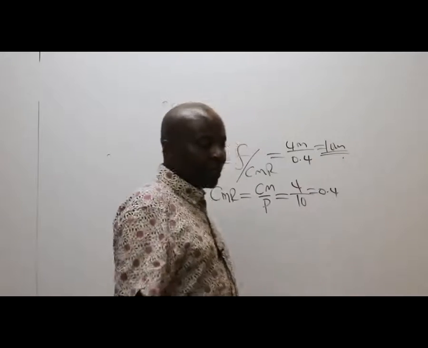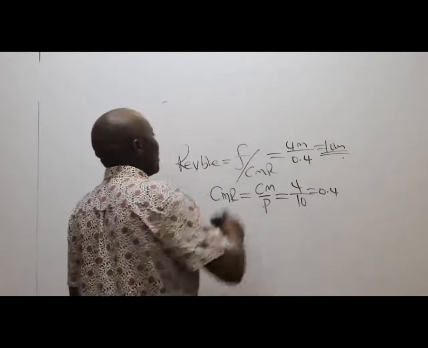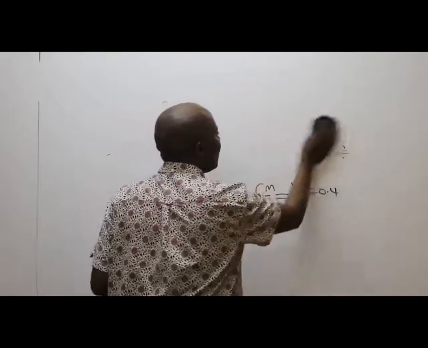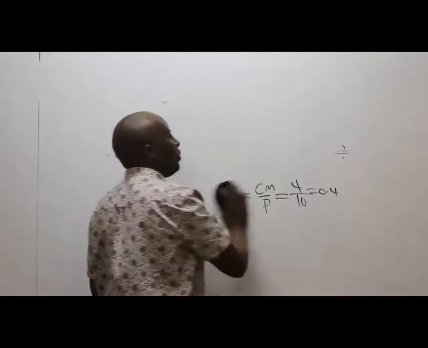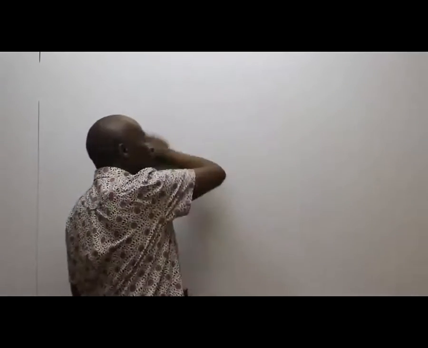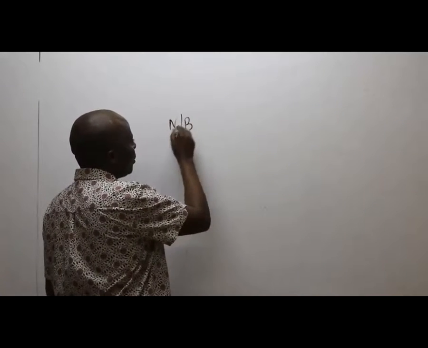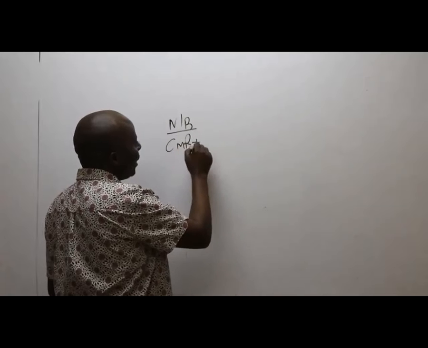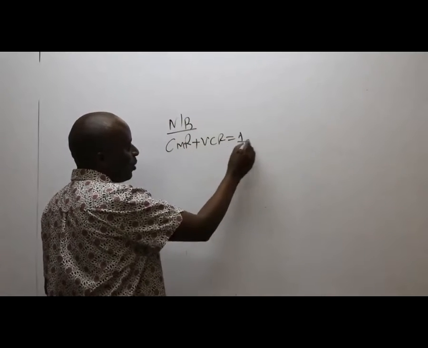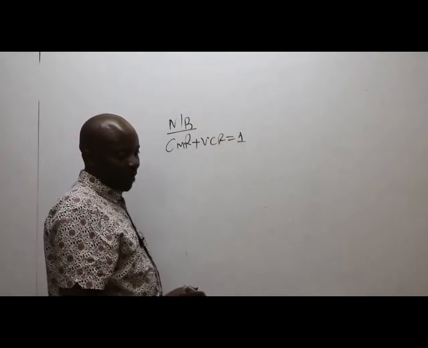Now, ladies and gentlemen, listen to me very well. There is an equation that I don't want you to forget. This very important equation says that CMR plus VCR must always be equal to who? Must always be equal to 1.